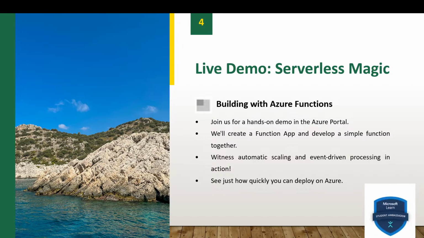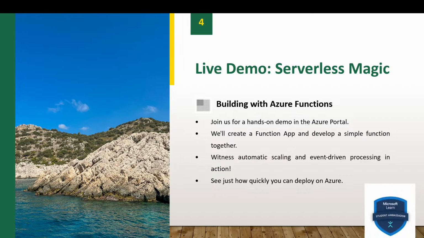Step 4. Monitor and manage the function. Monitor performance. Azure provides built-in monitoring tools to track the performance of your function. Under the monitoring section in the function app, click on logs to view real-time logs of function executions. You can also access Application Insights for more detailed performance metrics and diagnostics.